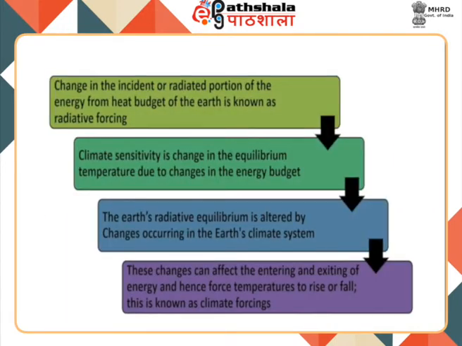Climate sensitivity and forcings. Basically, change in the incident or radiated portion of the energy from the heat budget of the Earth is known as radiative forcing. On the other hand, climate sensitivity is the change in the equilibrium temperature due to changes in the energy budget. The Earth's radiative equilibrium is altered by changes occurring in the Earth's climate system. These changes can affect the entering and exiting of energy and hence force temperatures to rise or fall. This is known as climate forcings.